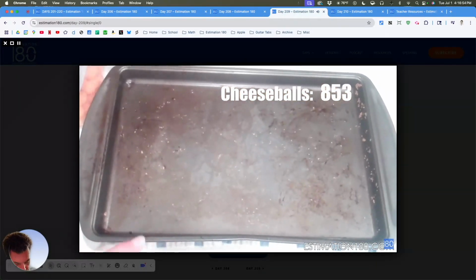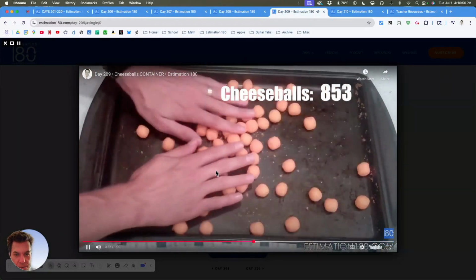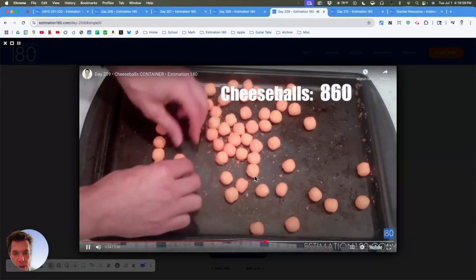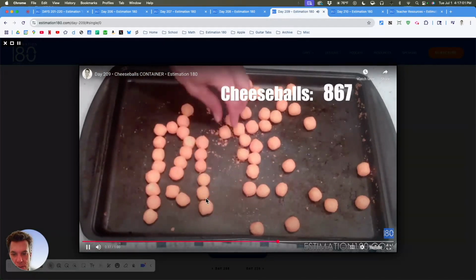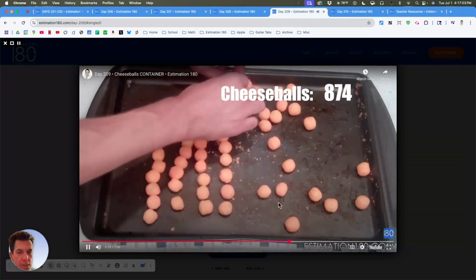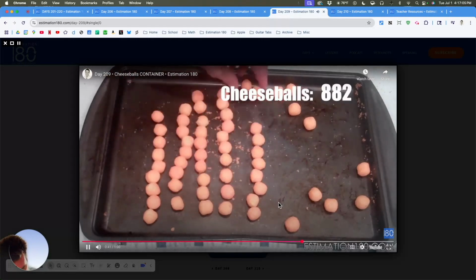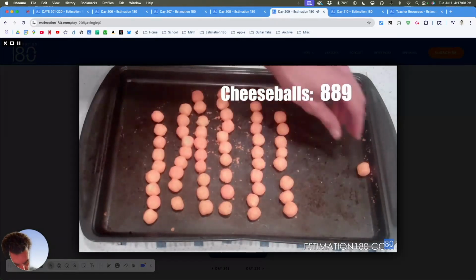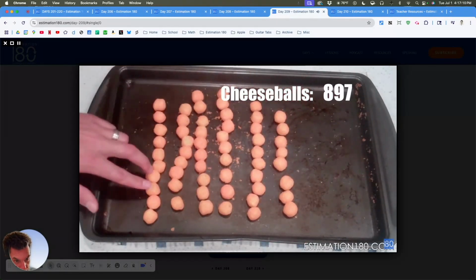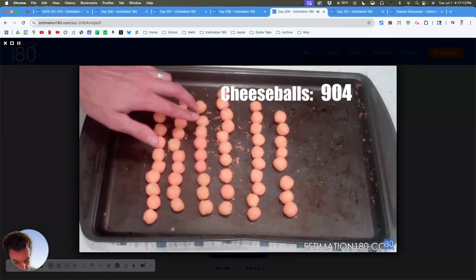Well, I was way off on this one. Oh, and there's dust. Now we're going to spend time putting them in rows or columns, I guess, in this case. Oh, man. Way off on this one. This one kicked my behind. 8, 9. It just keeps counting.